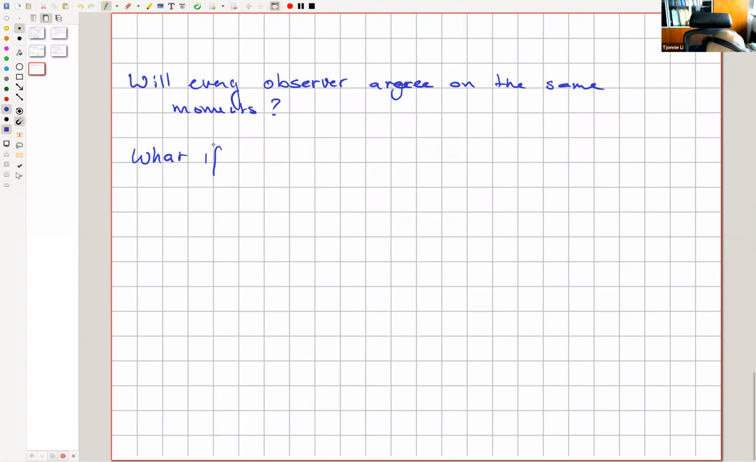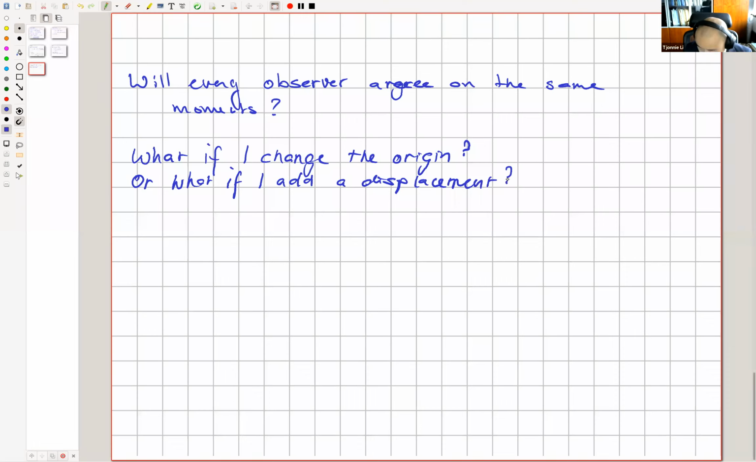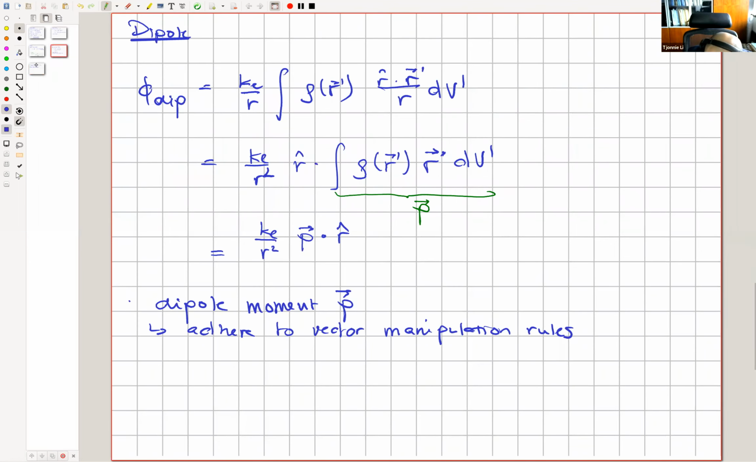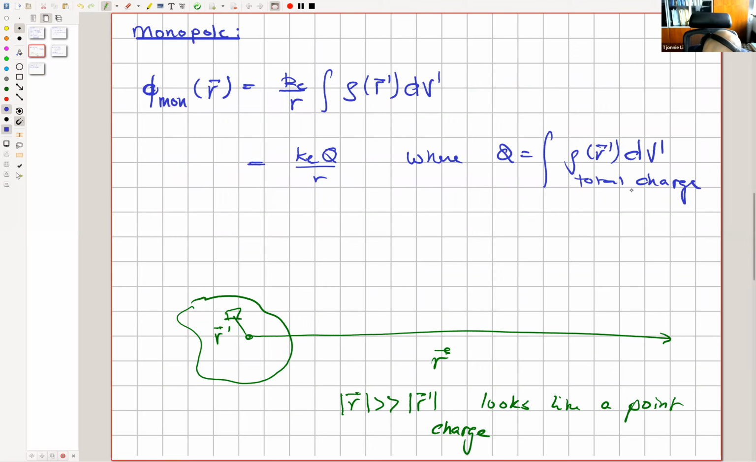So what if I change the origin? Or, well, what if I add a displacement? Now for Q, this doesn't actually matter, right? Because the monopole moment, we can say, is just Q. It's given here by this expression over here.